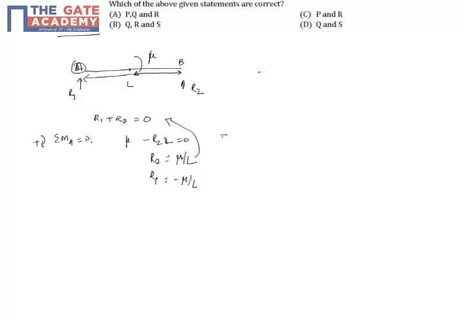So now if we put the reactions, this is M by L and this is acting in the opposite direction, that's why we got minus M by L, and this is the couple M. So this is the complete loading diagram with the reactions.